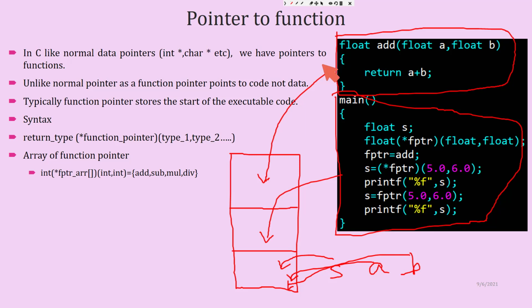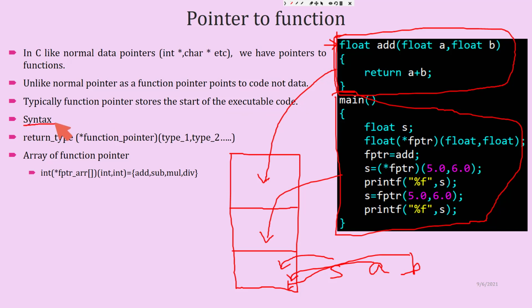Since that code is in memory, it also has some address, and if I store that address in some variable, we can call it a pointer. Typically, a function pointer stores the start of the executable code. So here I have a function, and this will be the starting point. In some memory location, this will be stored. This float add, float a, comma, float b is not stored as it is. It will be converted to its equivalent binary and stored. That address location will be the actual function pointer.